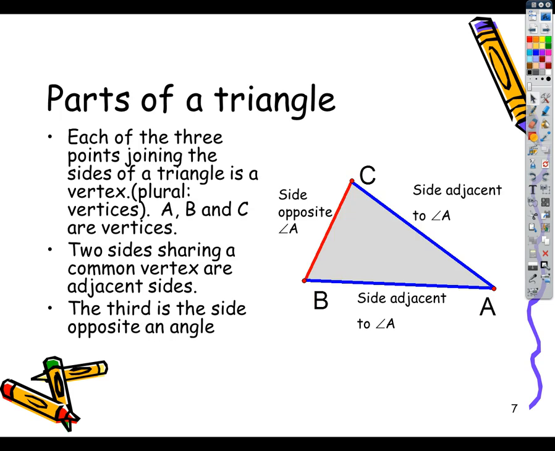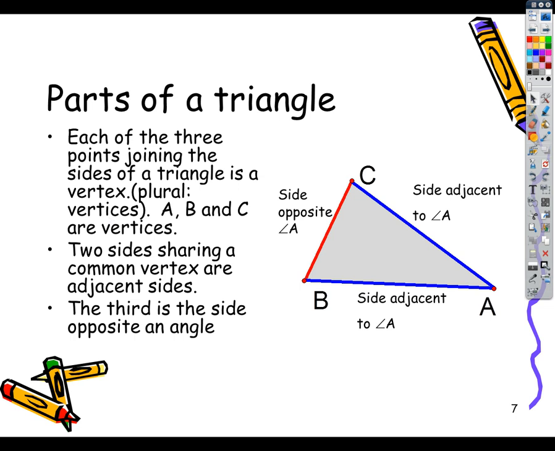The parts of a triangle, I just want to make sure you get this vocabulary down. Each of the 3 points that join the sides we call a vertex, right? So that's vertex C, vertex B, vertex A. If you have more than 1 vertex, you're talking about several vertices. That's the plural. So that's how you spell it, vertices.